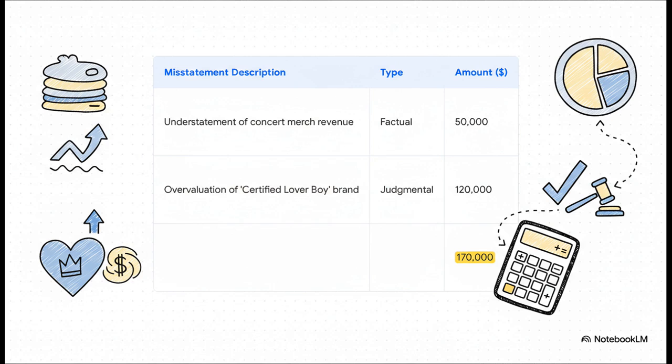They understated merch revenue by 50 grand. And we've got a judgmental one. They overvalued the certified Loverboy brand by 120 grand. The total comes out to 170,000, and our performance materiality is set at 200,000. Okay, let's apply the code.